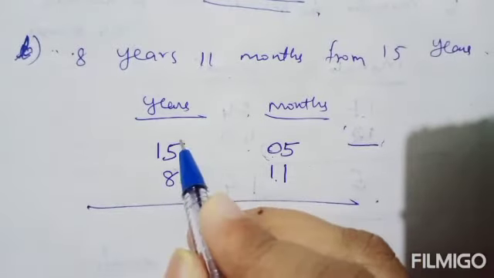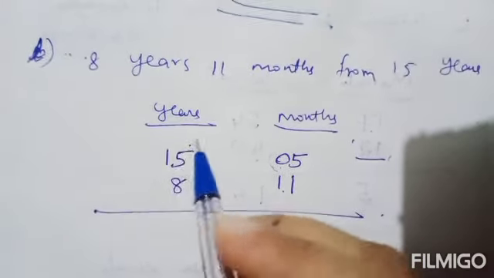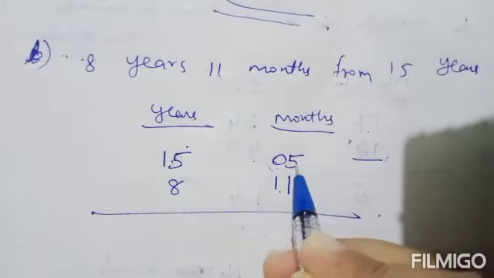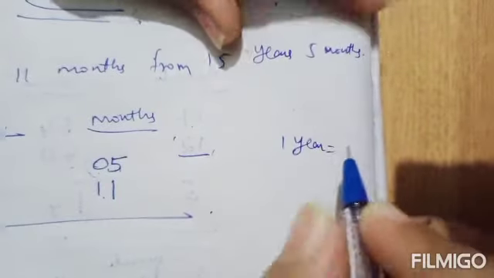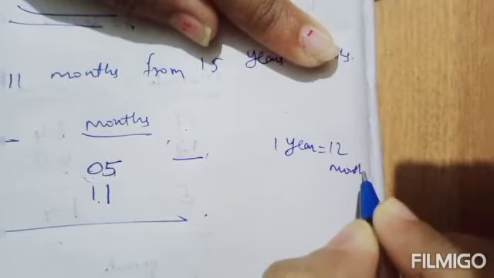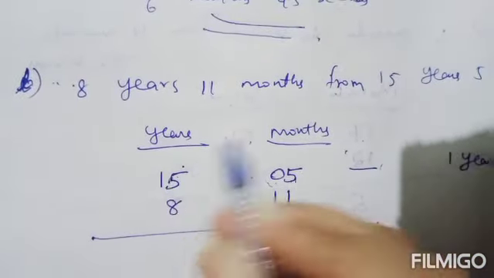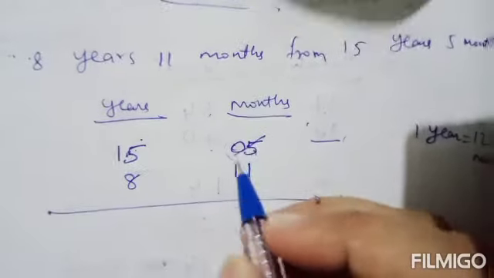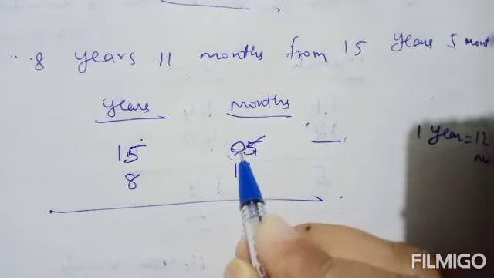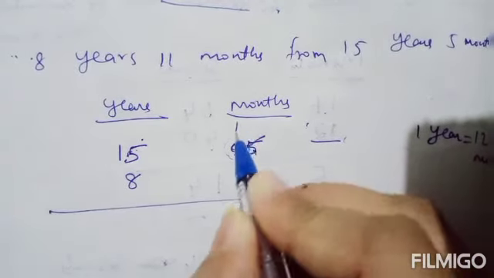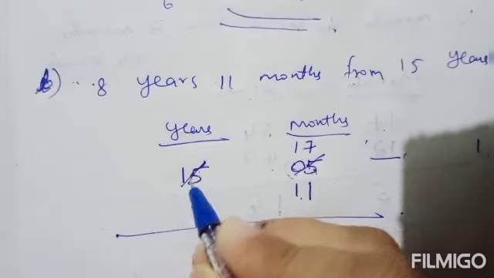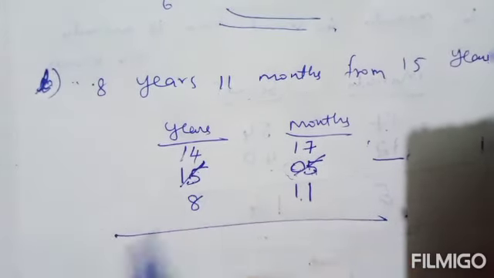So what to do? You can take 1 year from this 15 years to the months column. You know 1 year equals 12 months. So if you are taking 1 year to the months column, this will be 12 plus 5. You are adding 1 year, that is 12 months, to these 5 months. So 12 plus 5, it will be 17. Now from this 15 years you subtract 1 year and this will be 14.